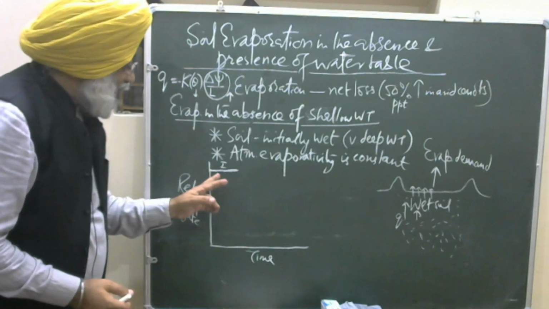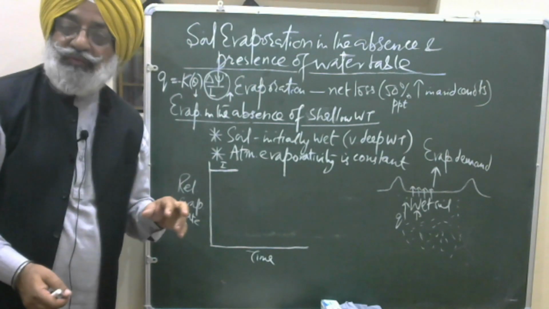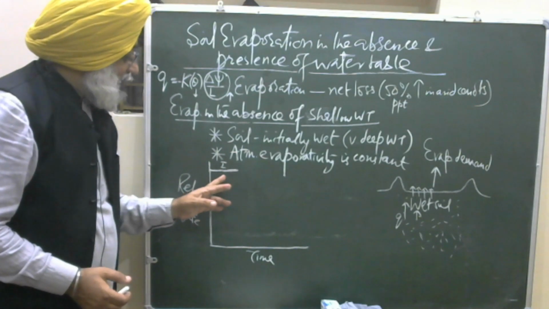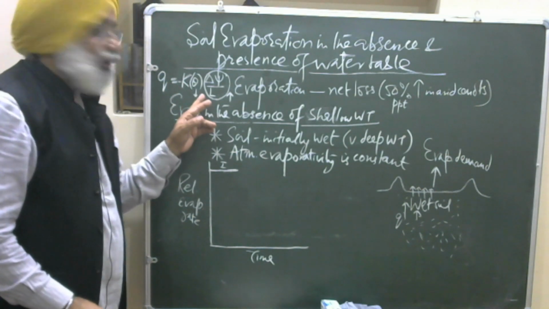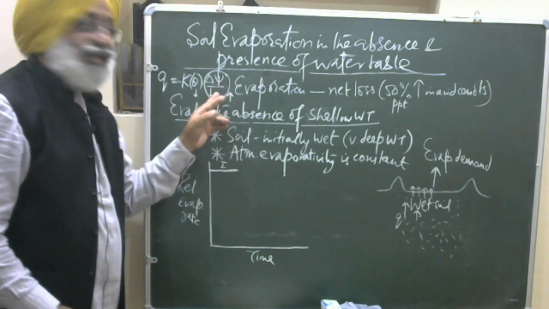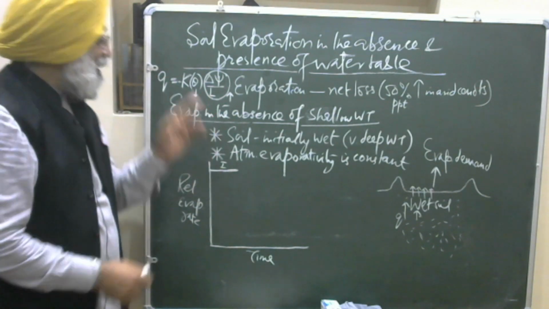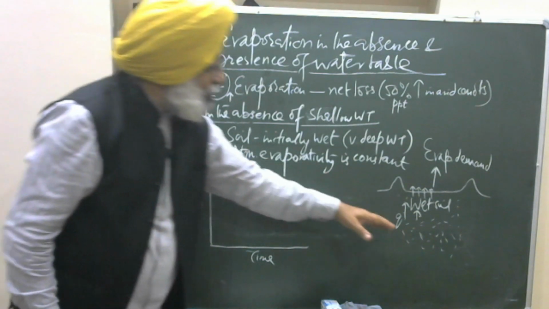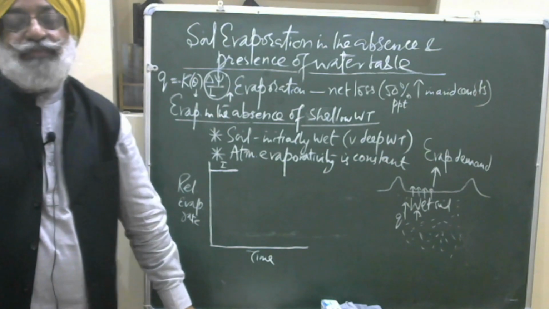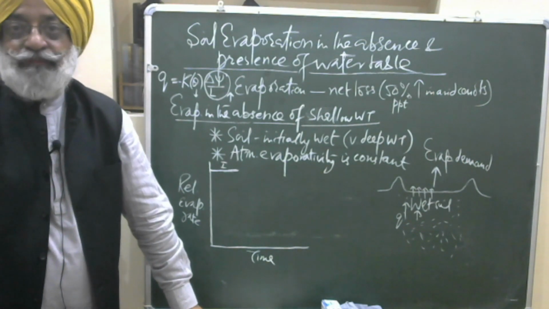So stage 1, in the absence of a shallow water table, will last till the decrease in hydraulic conductivity is compensated by the increase in hydraulic gradient, and upward flux of water takes place through the capillary process and water rises up to meet the atmospheric demand.